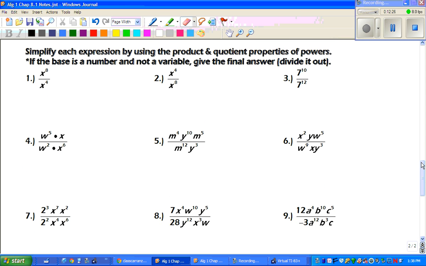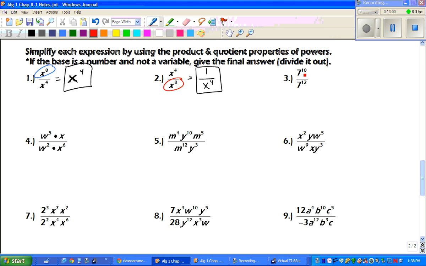So, number one, x to the 8th over x to the 4th. Who wins, the top or the bottom? The top wins. And the top wins by 4. So that's your answer, x to the 4th. Let's make that look like a nice x. Okay. Now on 2, who wins, the top or the bottom? Okay. This time the bottom wins. And the bottom wins by 4, but you got to have a number up on the top. Okay.